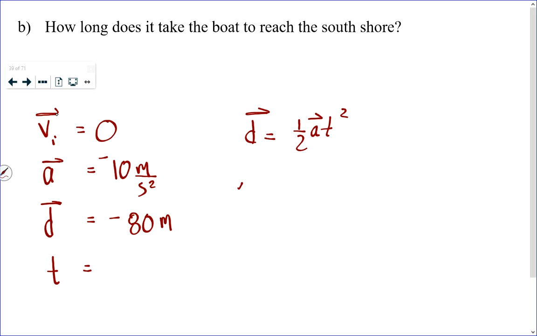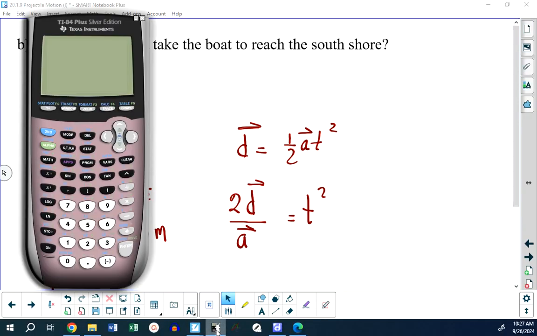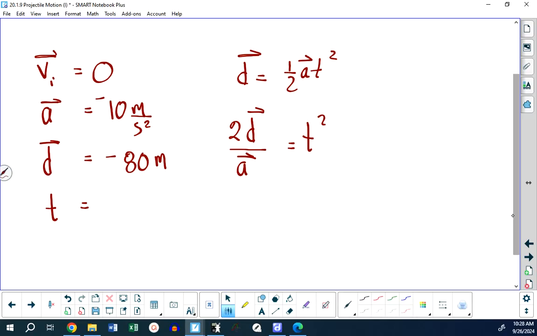I'm going to rearrange this first this time. This is 2 times the displacement over the acceleration equals t squared. It's a pretty simple matter for us to take 2 times negative 80 and divide by negative 10. I hope you see that we didn't need to use negatives. They cancel. So 2 times negative 80 is negative 160 over negative 10 gives us 16. I've designed this so that the numbers we're getting are fairly reasonable. 4. Time is not negative ever, so it's not plus or minus. The answer to this question is it takes 4 seconds.